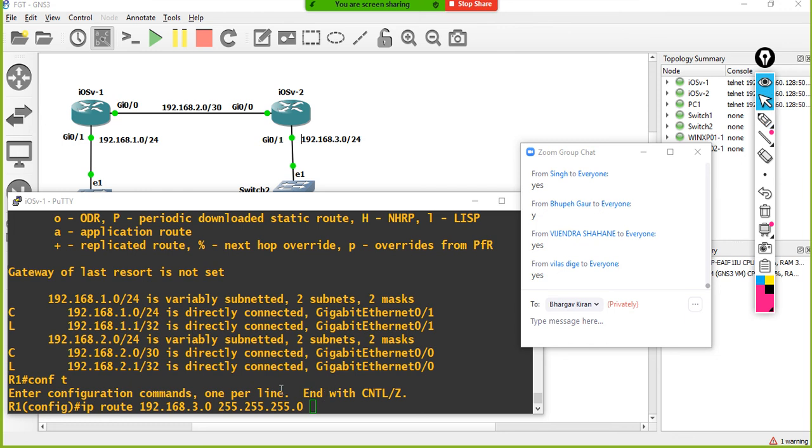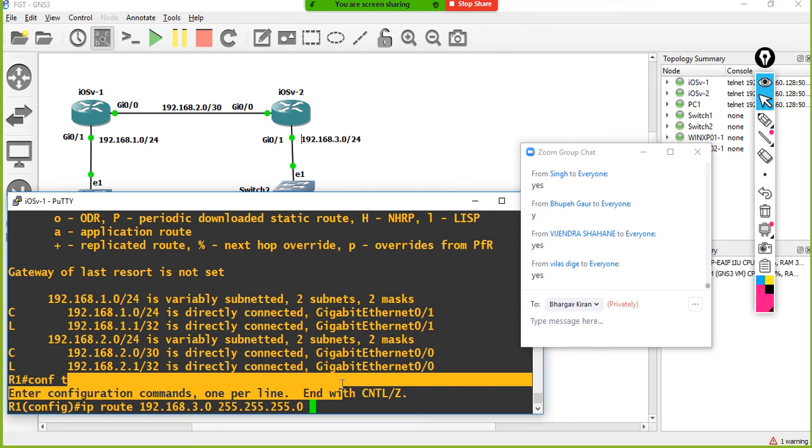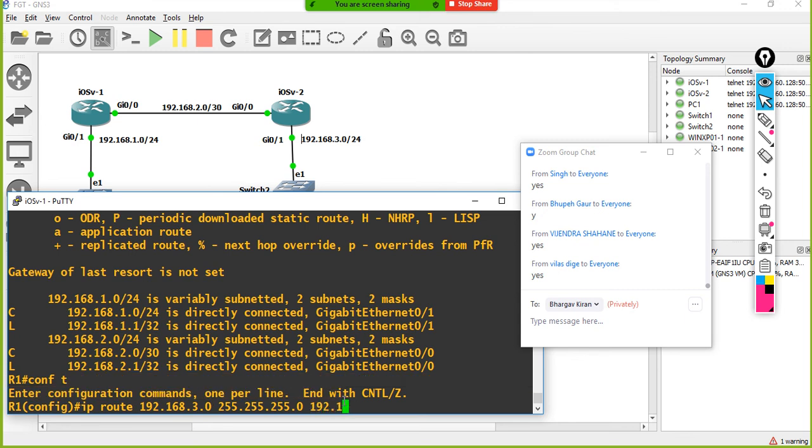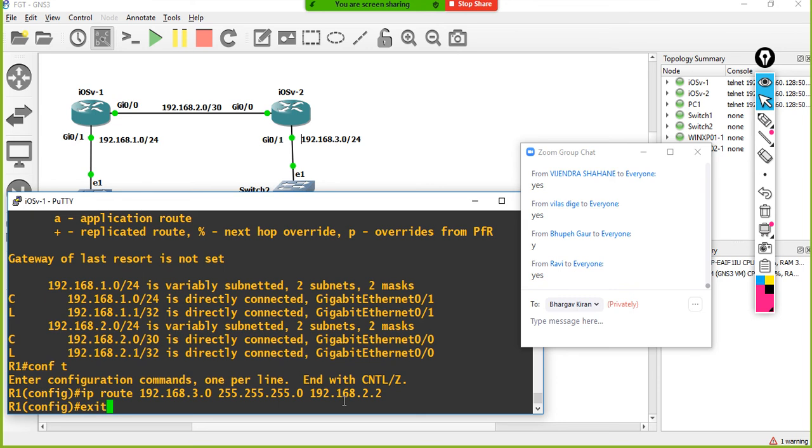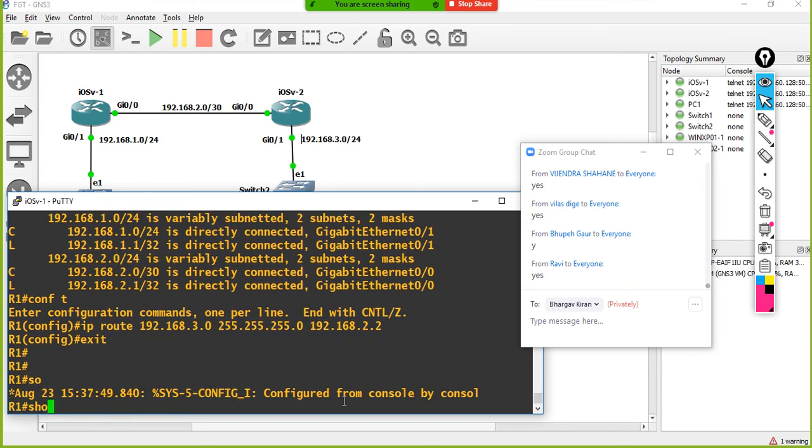Let's go here. 192.168. What is the IP you need to write? 192.168.2.2. Is it clear, everybody? That's what you are saying, right? Perfect. Now I have written a route. Then type show ip route.